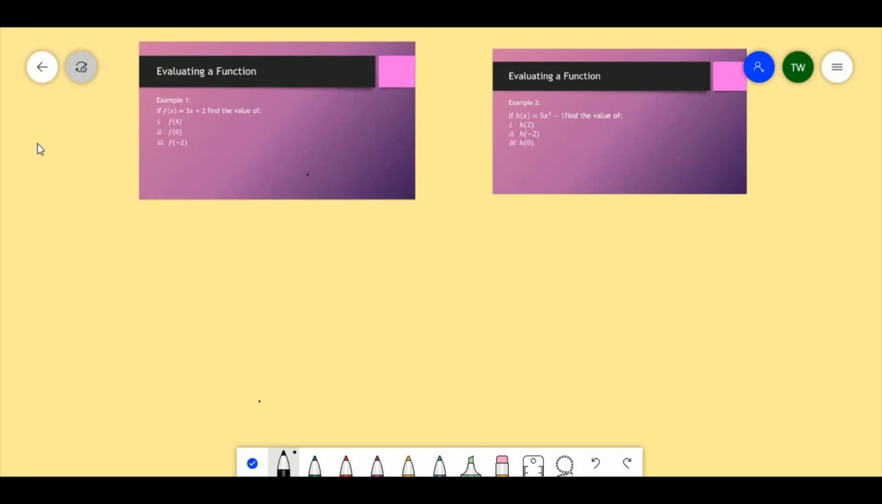Hello everyone, in this video we're going to look at how we evaluate functions. The first example I have is f of x is equal to 3x plus 2. Find the value of f of 4. So we know that f of x, which is a function, is equal to 3x plus 2. Now we want to find the value of f of 4.